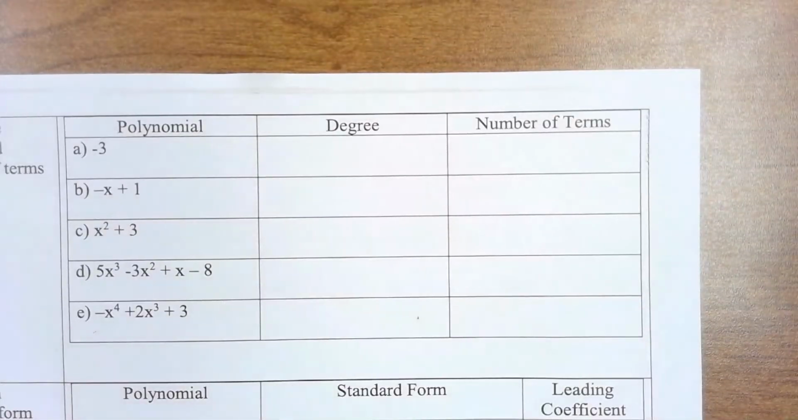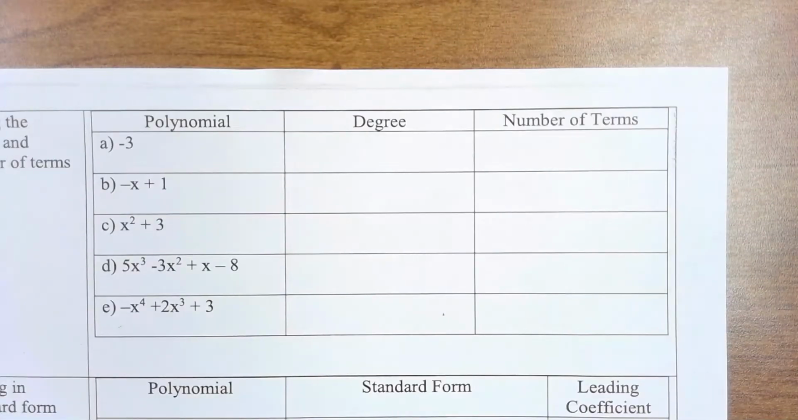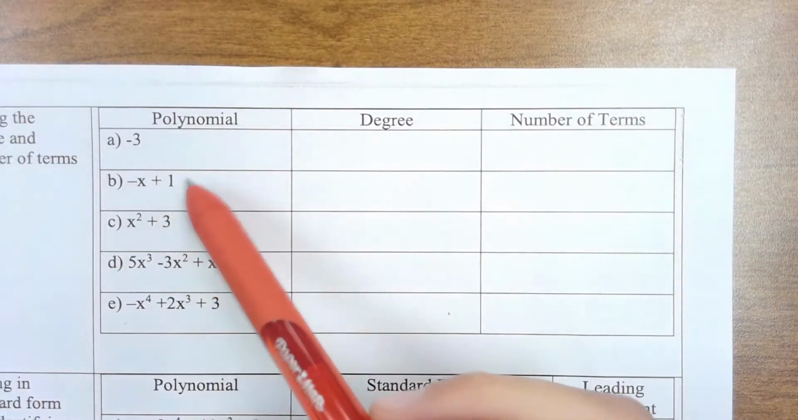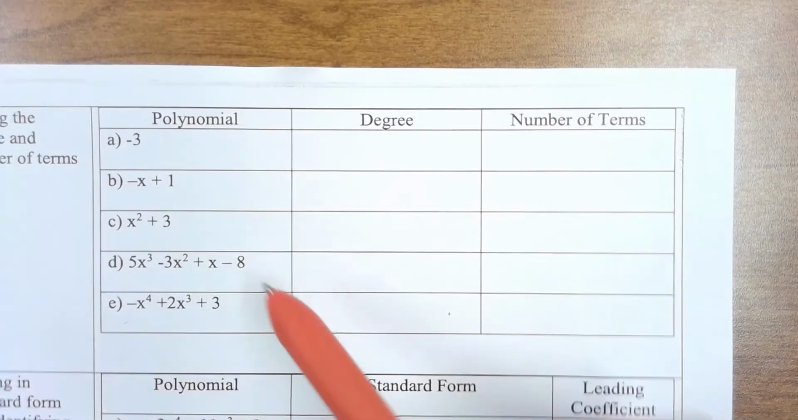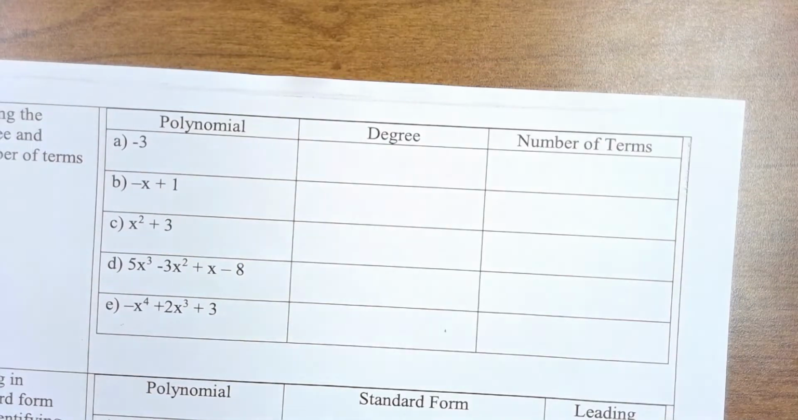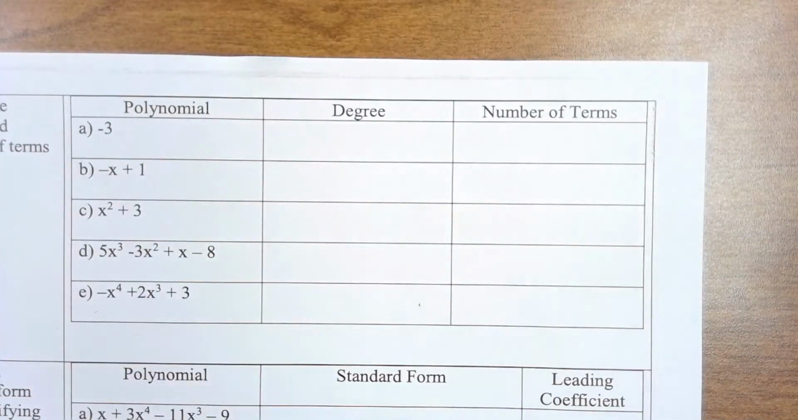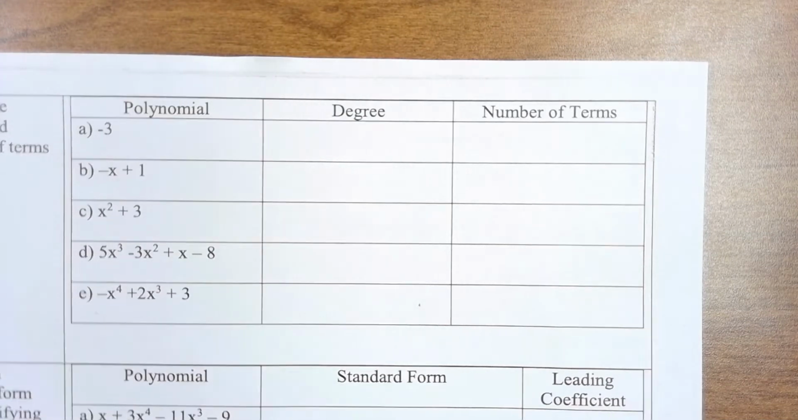Alright, on the back side, we are just looking at different polynomials and making sure that we know what each one represents. Again, a polynomial consists of addition, subtraction, multiplication, division. It consists of variables with exponents on them, and it can even represent just a normal constant, like this one here with the negative 3.